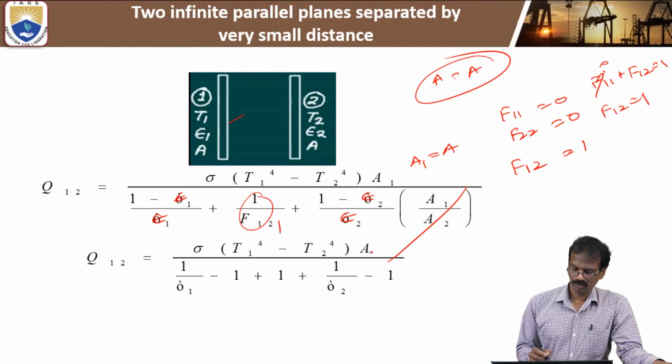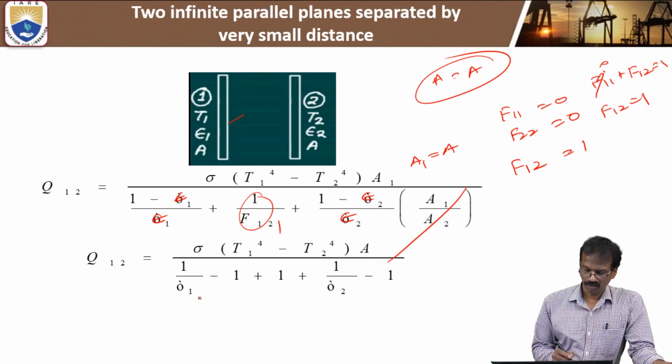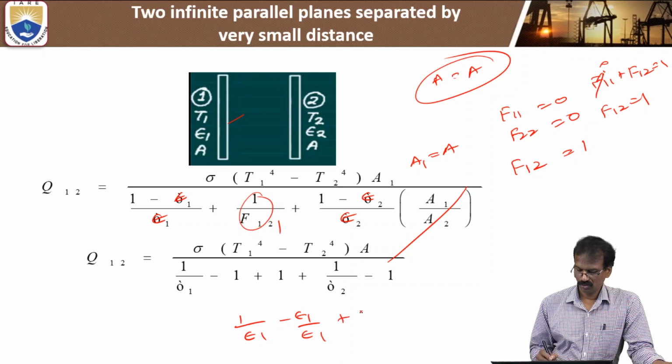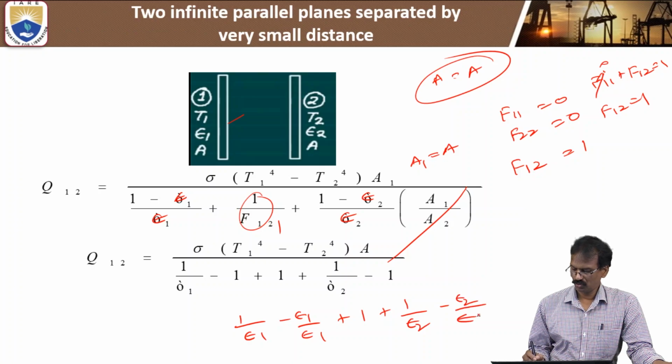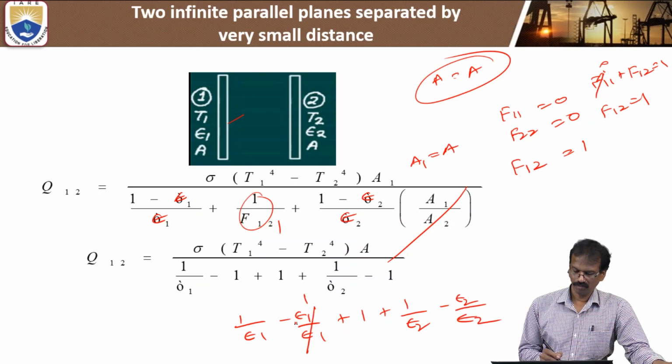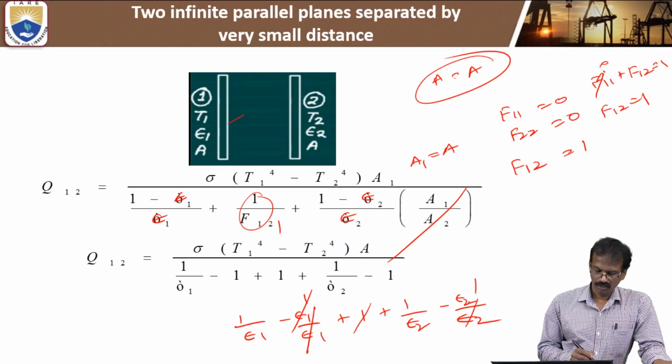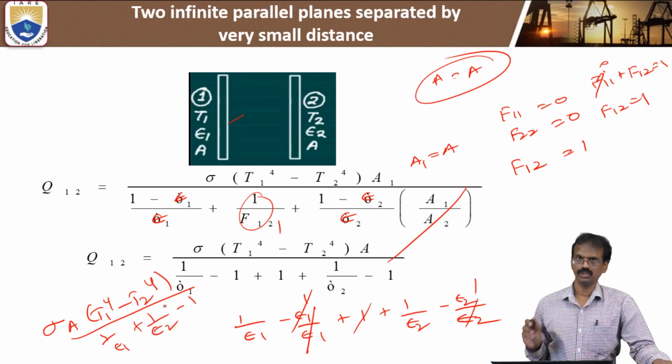Then you can simplify this: 1 by epsilon 1 minus epsilon 1 by epsilon 1 plus 1 by epsilon 2 minus epsilon 2 by epsilon 2. Here 1 minus 1 plus 1 will be cancelled, and 1 by epsilon 2 minus epsilon 2 by epsilon 2 is 1. Finally the formula is sigma A into T1 to the power of 4 minus T2 to the power of 4 by 1 by epsilon 1 plus 1 by epsilon 2 minus 1. So this is the formula.